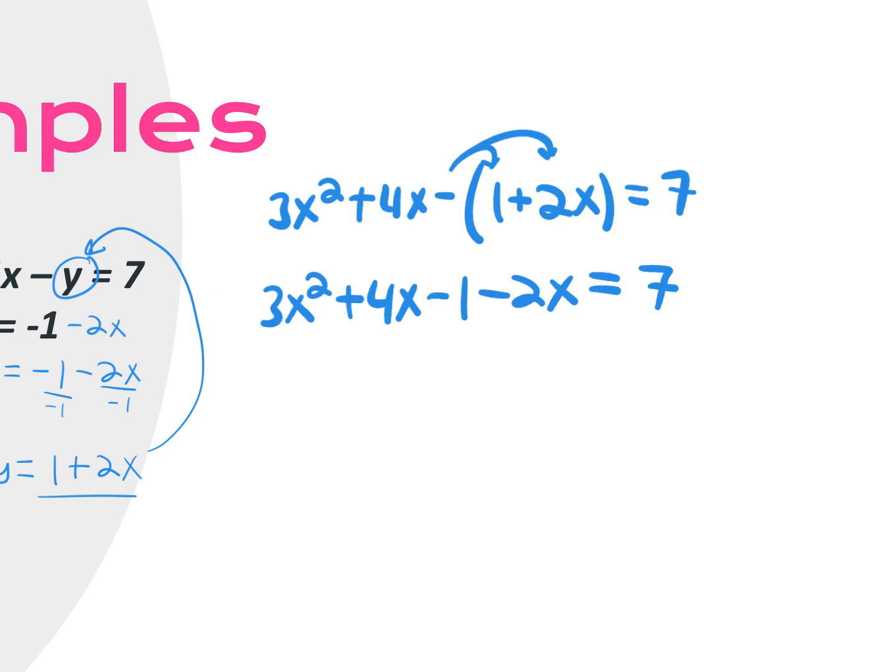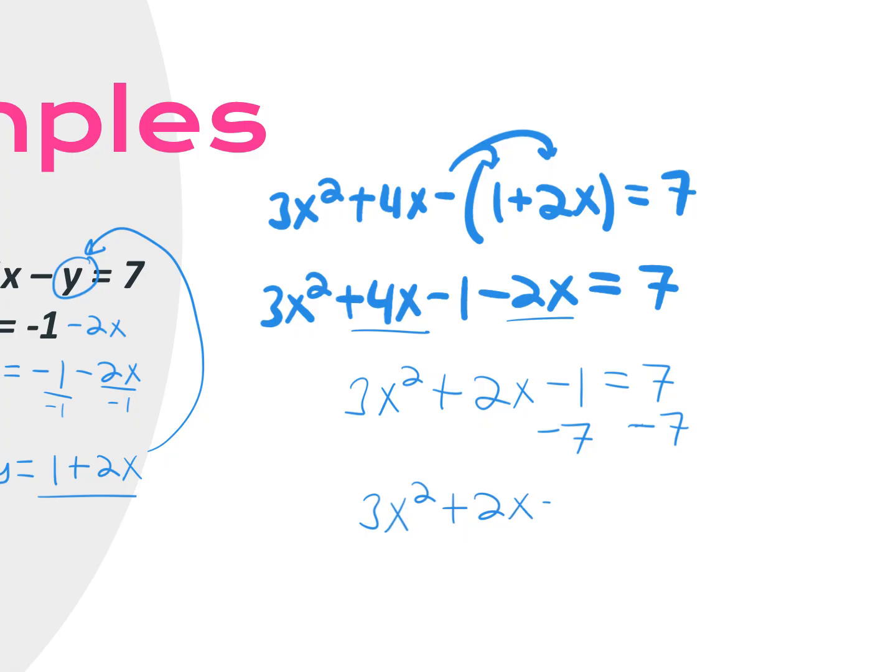Let's combine like terms now. 4x minus 2x, what does that get you? 2x. So I get 3x squared plus 2x minus 1 equals 7. And now this is a quadratic equation. What do we want these to equal? In order to solve it, what should we do? I would move the 7, so I would subtract 7 on both sides. We're going back to things that we did the very first semester of this class. So we get an equation that looks something like this.